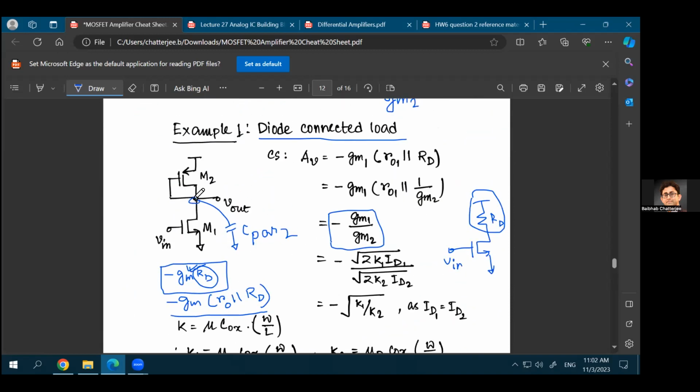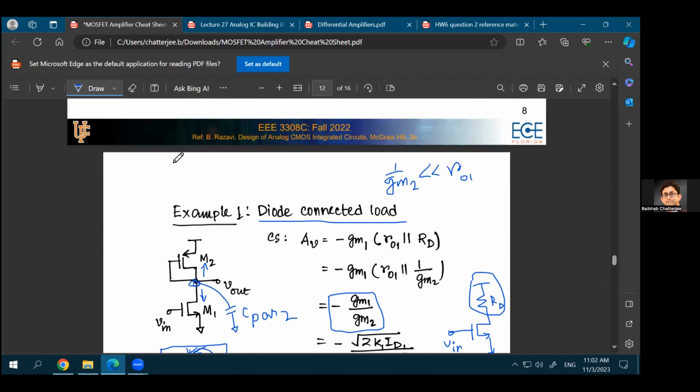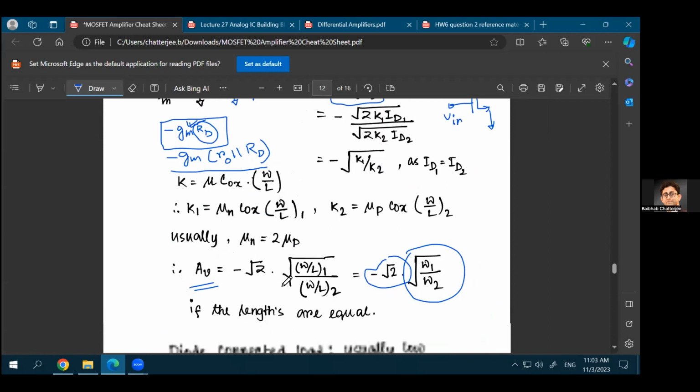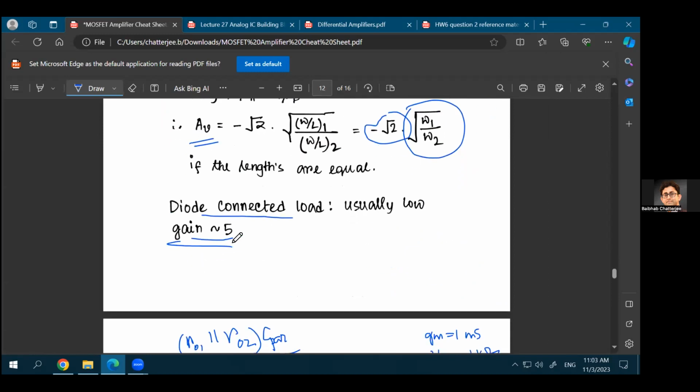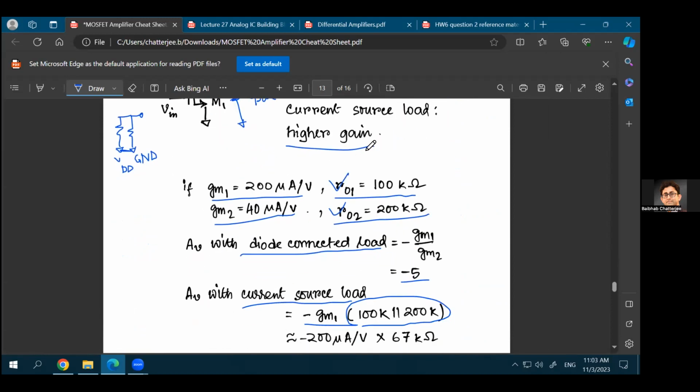But what is the resistance at this point now? The resistance looking down is R01, the resistance looking up is 1 upon gm2. So it's 1 upon gm2 in parallel with R01, multiplied with C parasitics. That's the RC time constant that you have here. Now, of course, 1 upon gm2 is much smaller than R01. So this will be almost equal to 1 upon gm2 multiplied with C parasitics. That means you'll have a small RC time constant. If your RC time constant is small, your bandwidth, which is an inverse of the RC time constant, will be larger. So in this case, your gain is small, but bandwidth is large. In the other case, your gain is large, but the bandwidth is small.